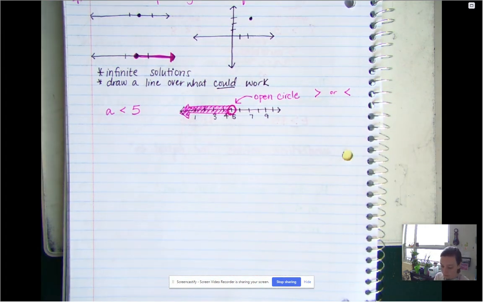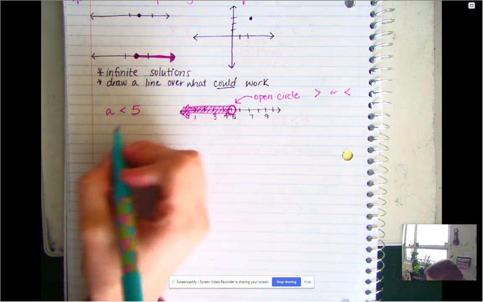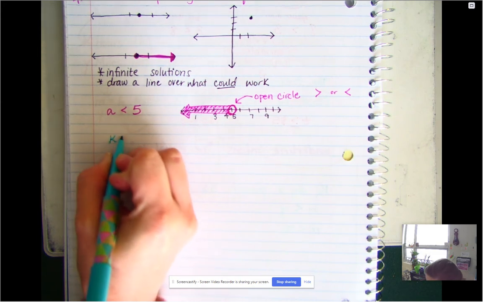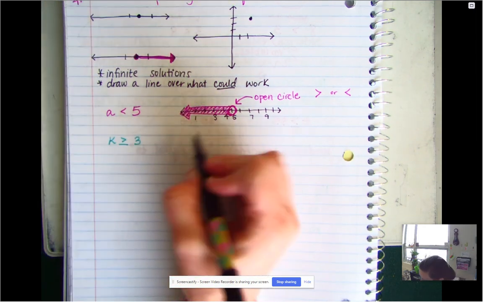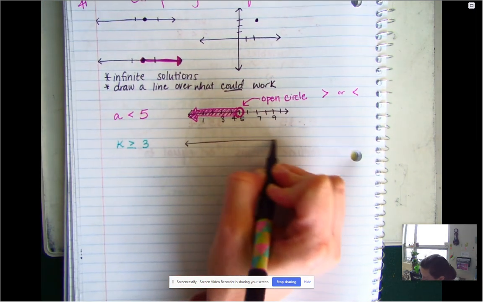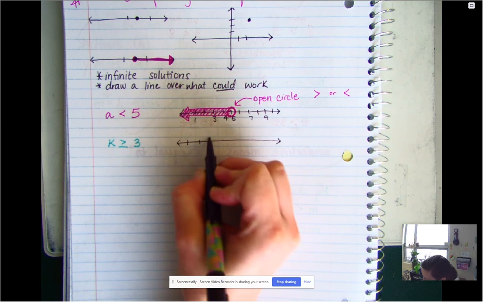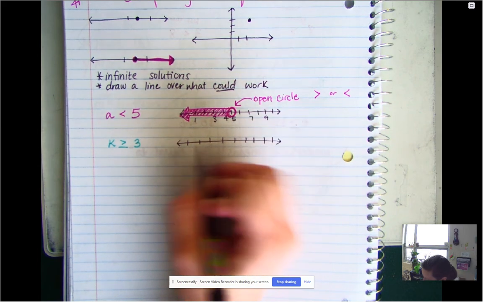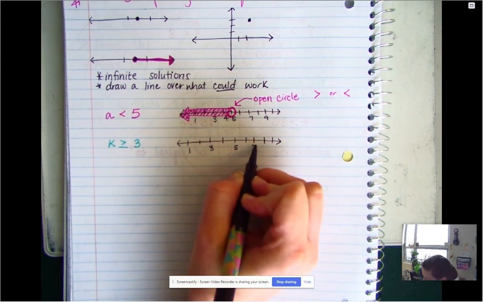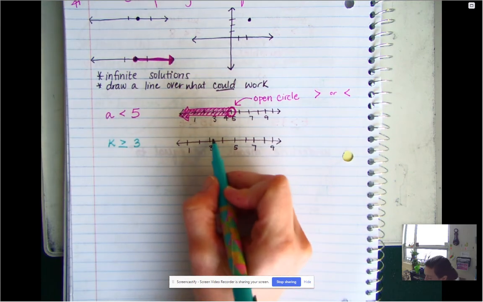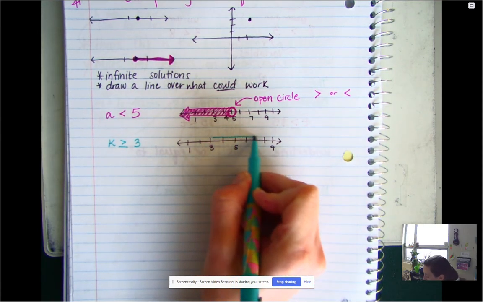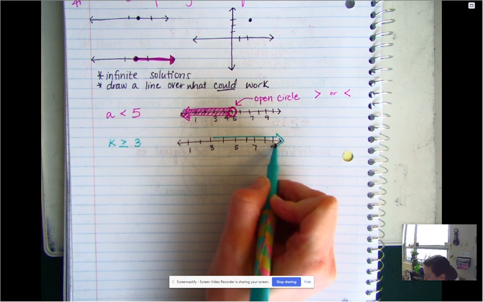It does not work. Now we also might have something like k is less than or equal to 3. So same thing here. I'm going to draw my line. I'm going to put some numbers on it: 1, 3, 5, 7, 9. Okay. So I know it's going to be k is anything greater than 3. So my arrow is going to be all the numbers that are bigger than 3.